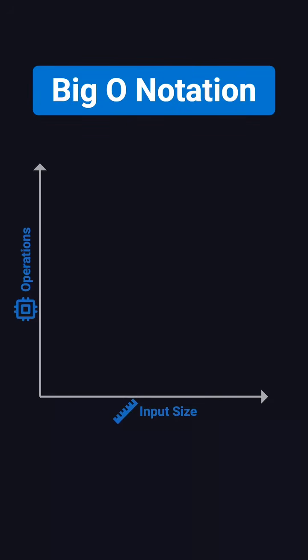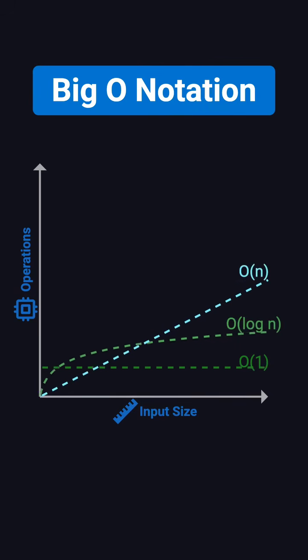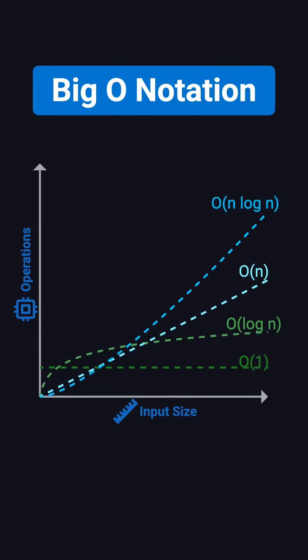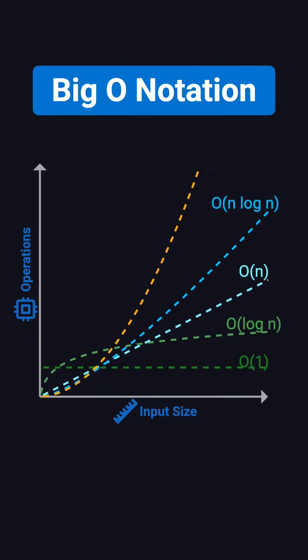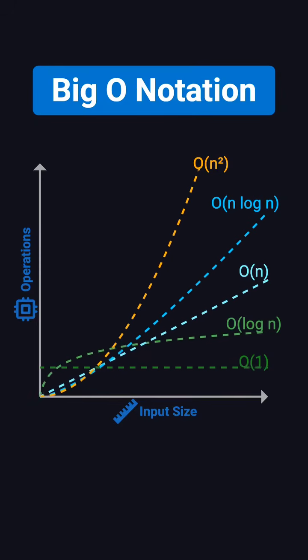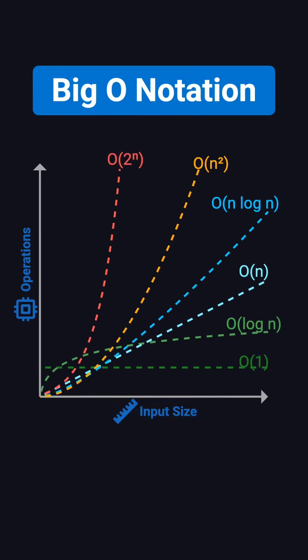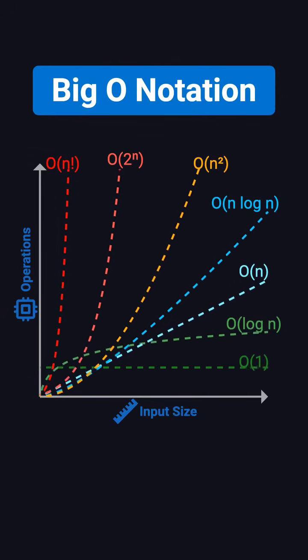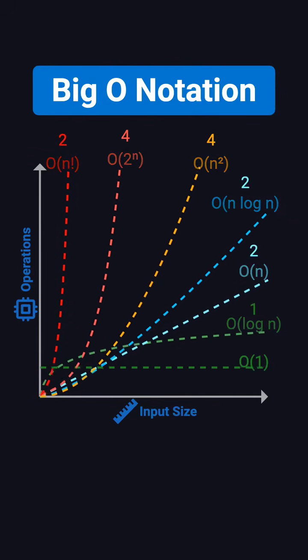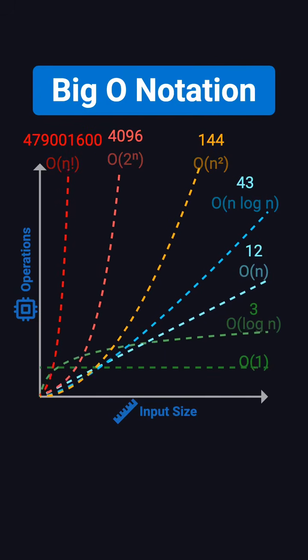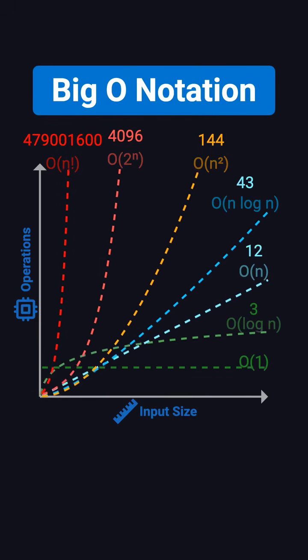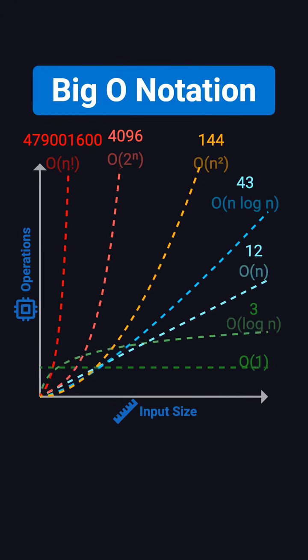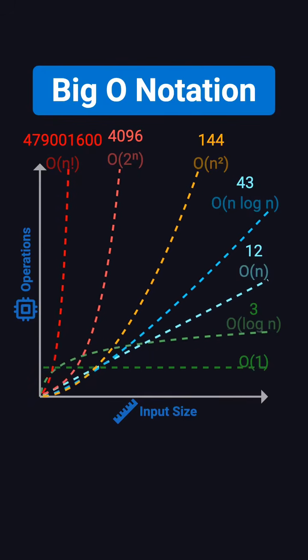Common complexity classes include constant time, O of 1, logarithmic time, O of log n, linear time, O of n, linearithmic time, O of n log n, quadratic time, O of n squared, and even exponential time, O of 2 to the n, or factorial time, O of n factorial, which grow explosively. The difference in their growth rates is huge. In upcoming videos, we'll explain each one in detail, with examples, and how they're applied in real development and interviews.